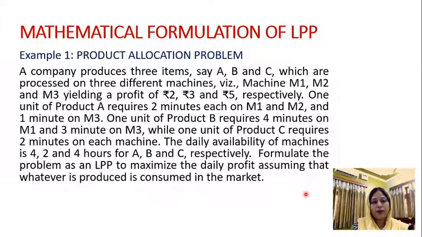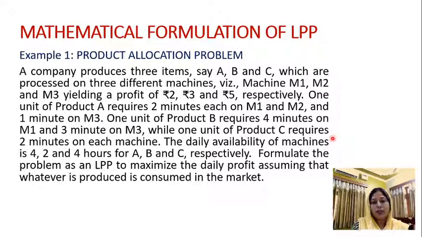So let us see an example of a product allocation problem where a company is producing three items, say A, B and C, which are processed on three different machines M1, M2 and M3, yielding a profit of 2, 3 and 5 rupees respectively. One unit of product A requires 2 minutes each on M1 and M2 and 1 minute on M3. One unit of product B requires 4 minutes on M1 and 3 minutes on M3, while one unit of product C requires 2 minutes on each machine. The daily availability of machines is 4, 2 and 4 hours for M1, M2 and M3 respectively. Formulate the problem as an LPP to maximize the daily profit, assuming that whatever is produced is consumed in the market.